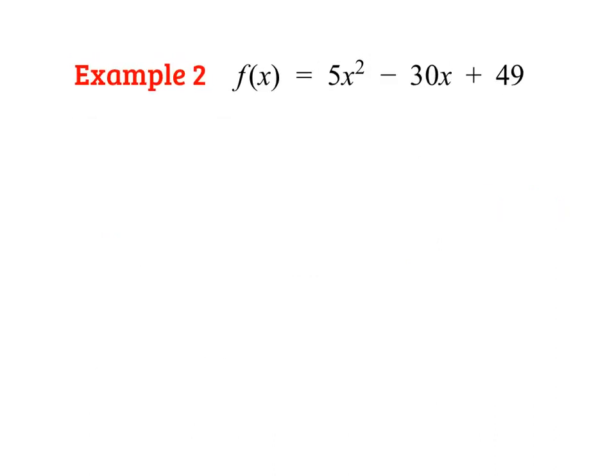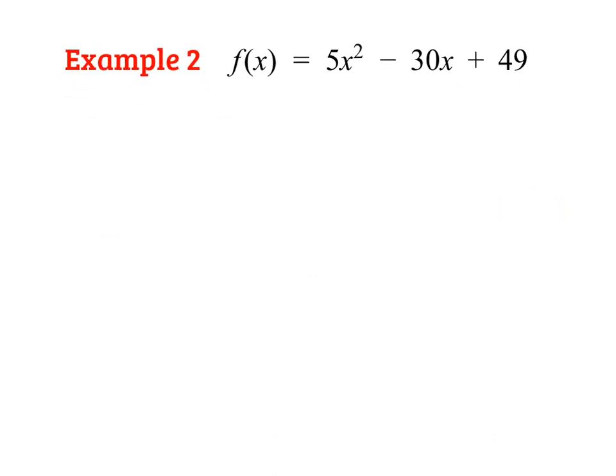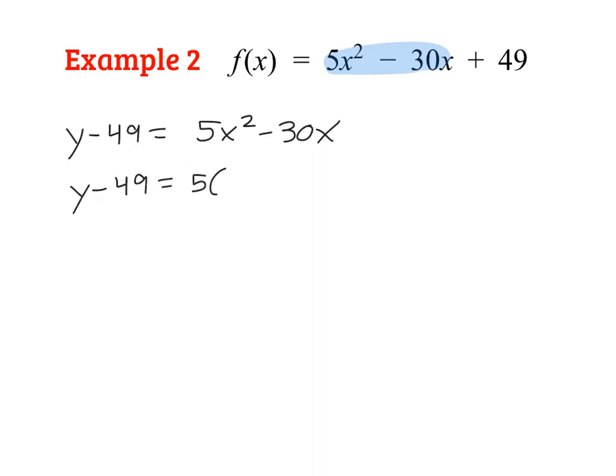Okay, let's try one more example together. So here again, we're going to start by rewriting this in standard form. So let's start by isolating our x squared and x terms. So I'm going to subtract 49 from each side. And then before I complete the square, I do need to factor out that a value. So we have 5 times x squared minus 6x. And then I'm going to leave a blank right here so we can find the number that completes our square.